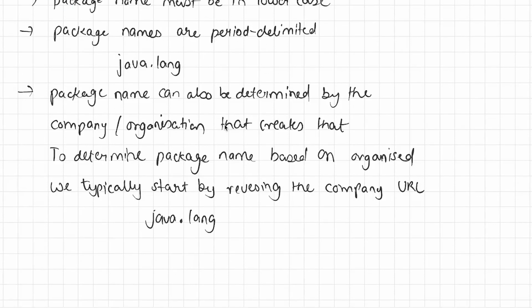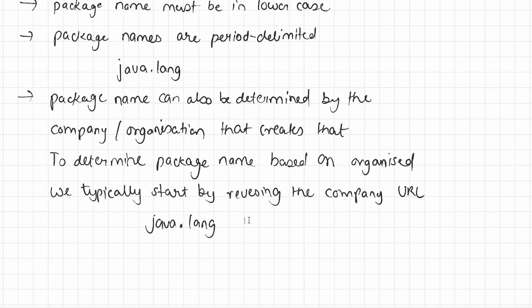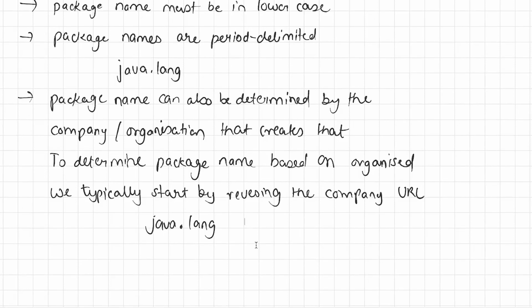The next convention is that it is good to determine the package name by the company or organization. Generally we use the reverse order of the company domain to start a package name. For example, in java.lang, Java is the name of the organization and lang is a sub-package of Java. So usually we start the package name using the reverse order of the company URL. For example, if the company name is ecom.com, then we start the package name with com.ecom.